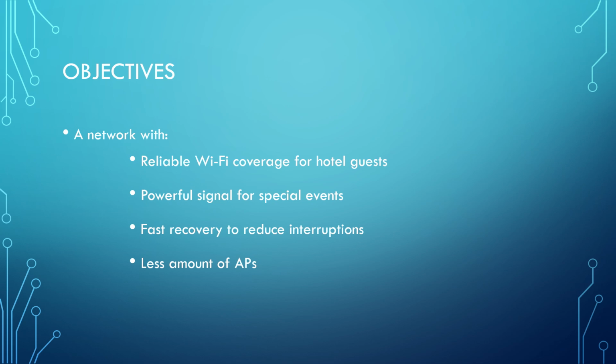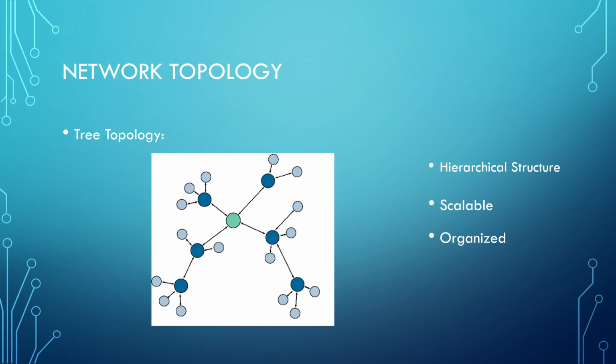Our focus in this project is to create a network with reliable Wi-Fi coverage for hotel guests using a smaller number of access points. We are also considering providing powerful signal for special events and quick recovery options to reduce interruption if something goes wrong with the network. We are planning to use the tree topology, which is an integration of star topology and bus topology, to create a hierarchical structure that is both scalable and organized.